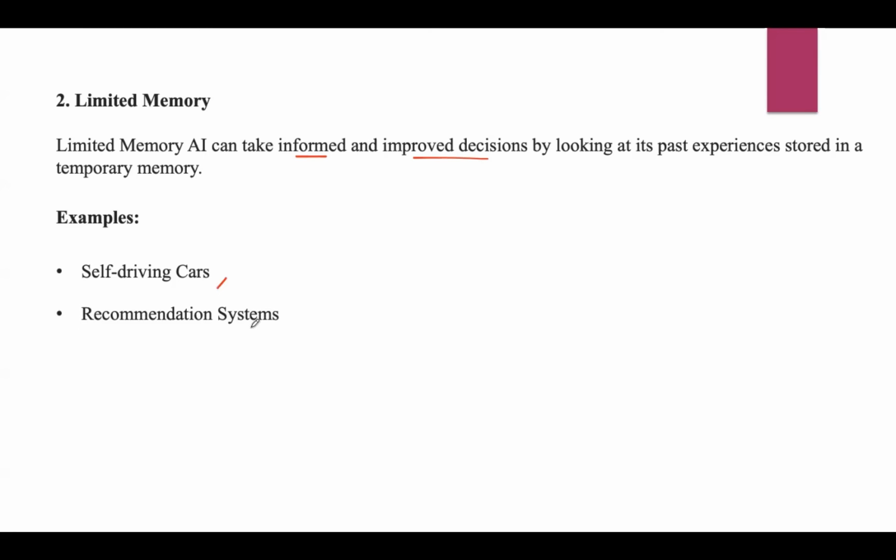Another example is recommendation systems. Platforms such as Netflix or Amazon use this limited memory AI in order to suggest movies, products or content based on users' past preferences and behaviors.